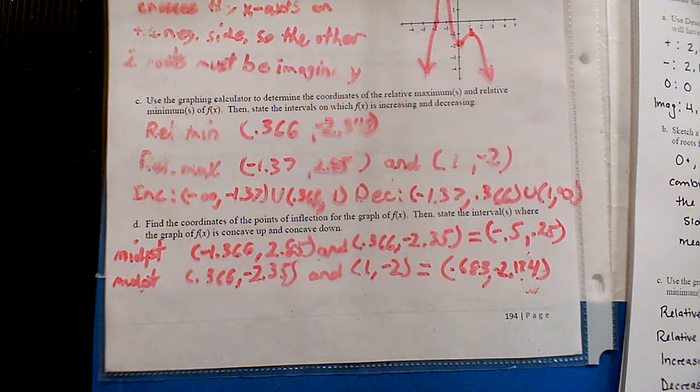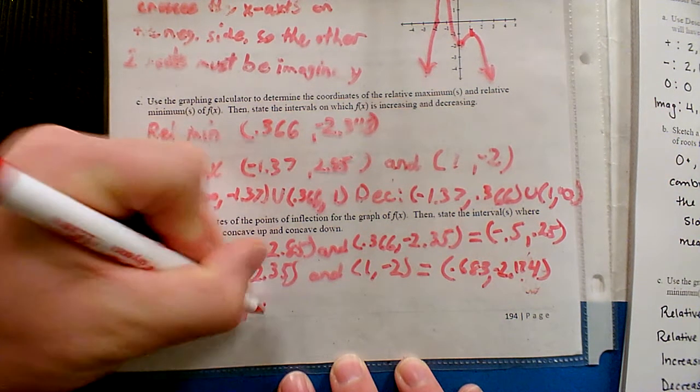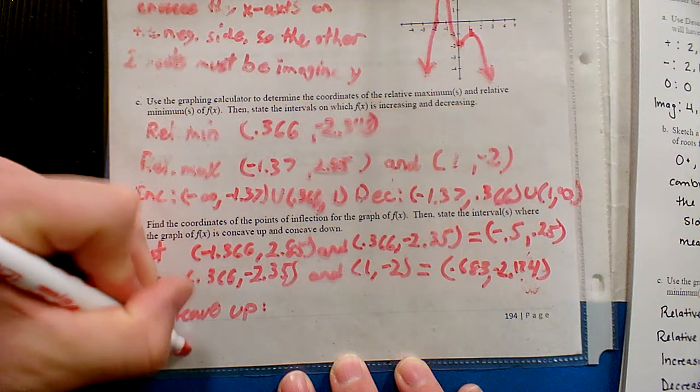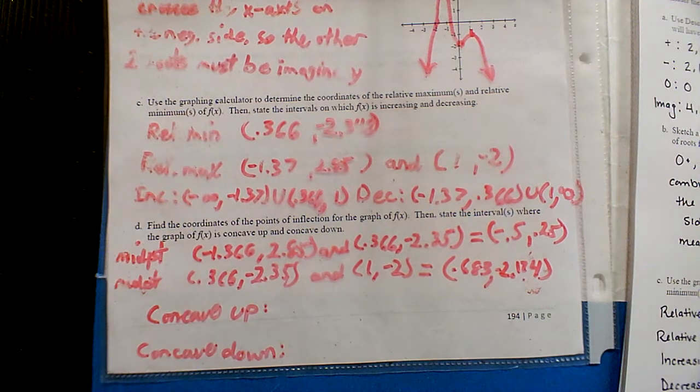They ask us for one more thing. When is this graph concave up? And use some of the points we just found. So we're talking about the x values, we need those, but when is this graph concave up, sorry. When is it concave up? Let's do that first. From where to where?